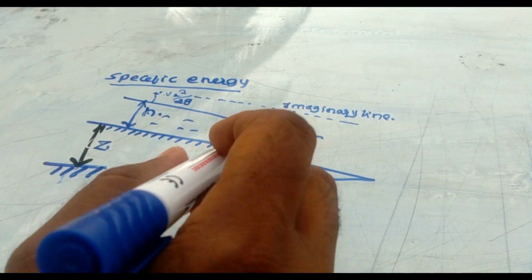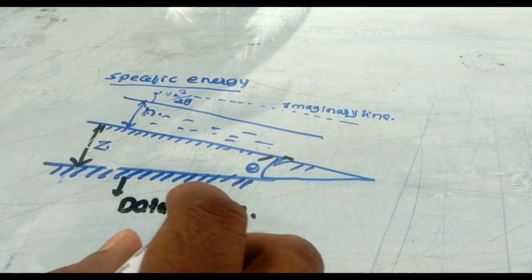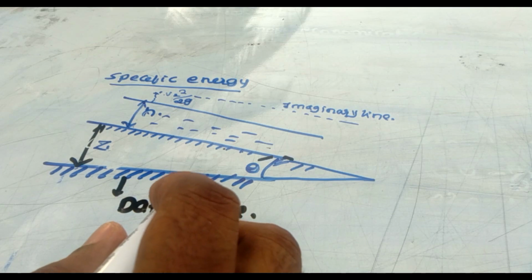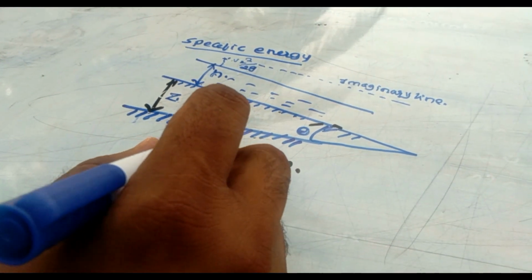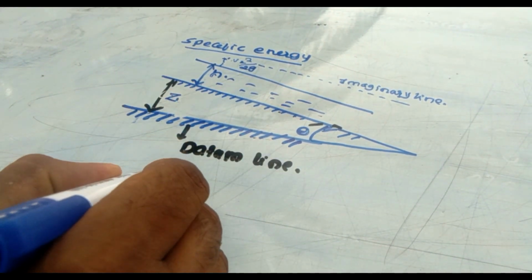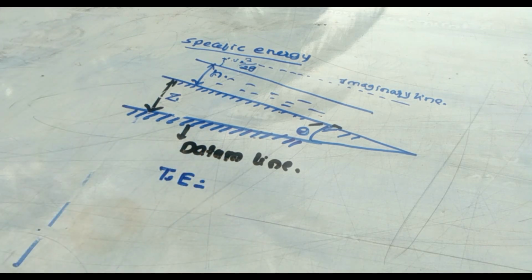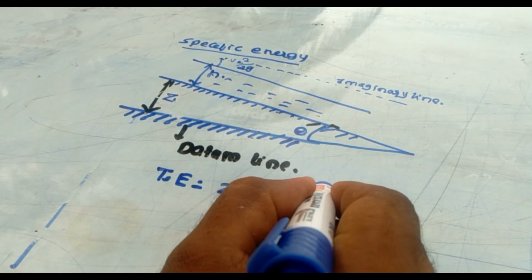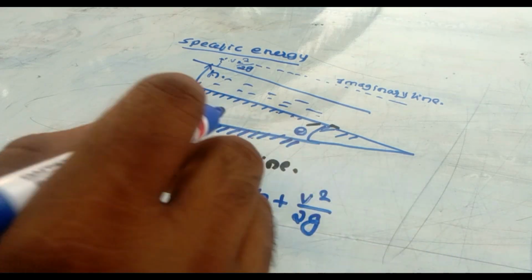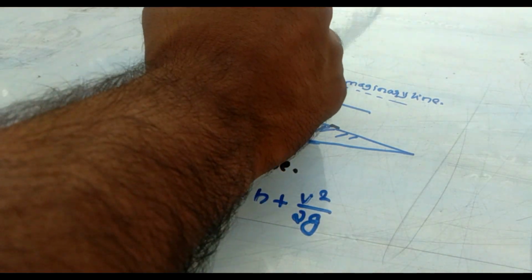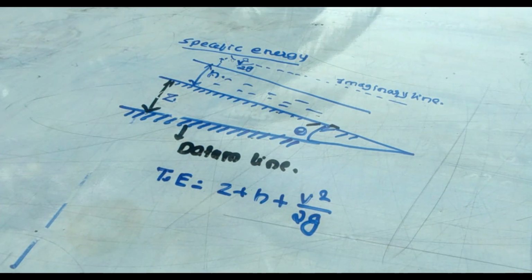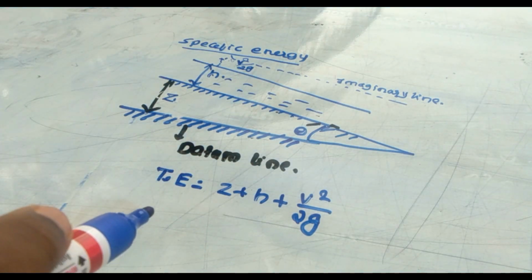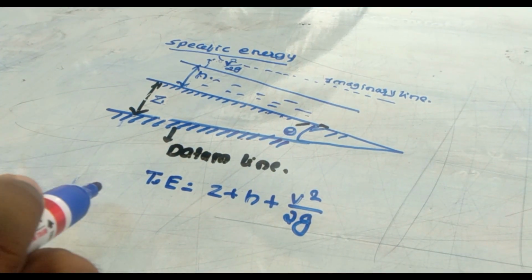We can write it: total energy line is equal to total energy, which is z plus h plus v square by 2g. So that is the velocity head.